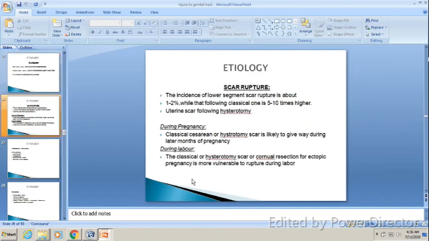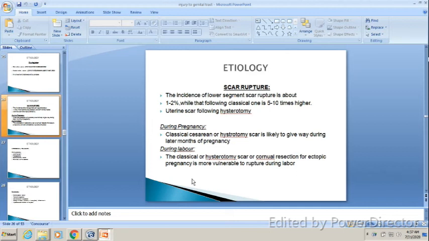Scar rupture incidence: lower segment scar rupture is about 1 to 2%. Okay, but in case of classical scar or hysterotomy, it is 5 to 10 times higher, actually average around 8%. So during pregnancy, a classical cesarean hysterotomy scar is likely to give way during the later month of pregnancy. Even in case of myomectomy, where during removal of fibroid we have to enter the endometrium, in that case also it is equivalent to hysterotomy.